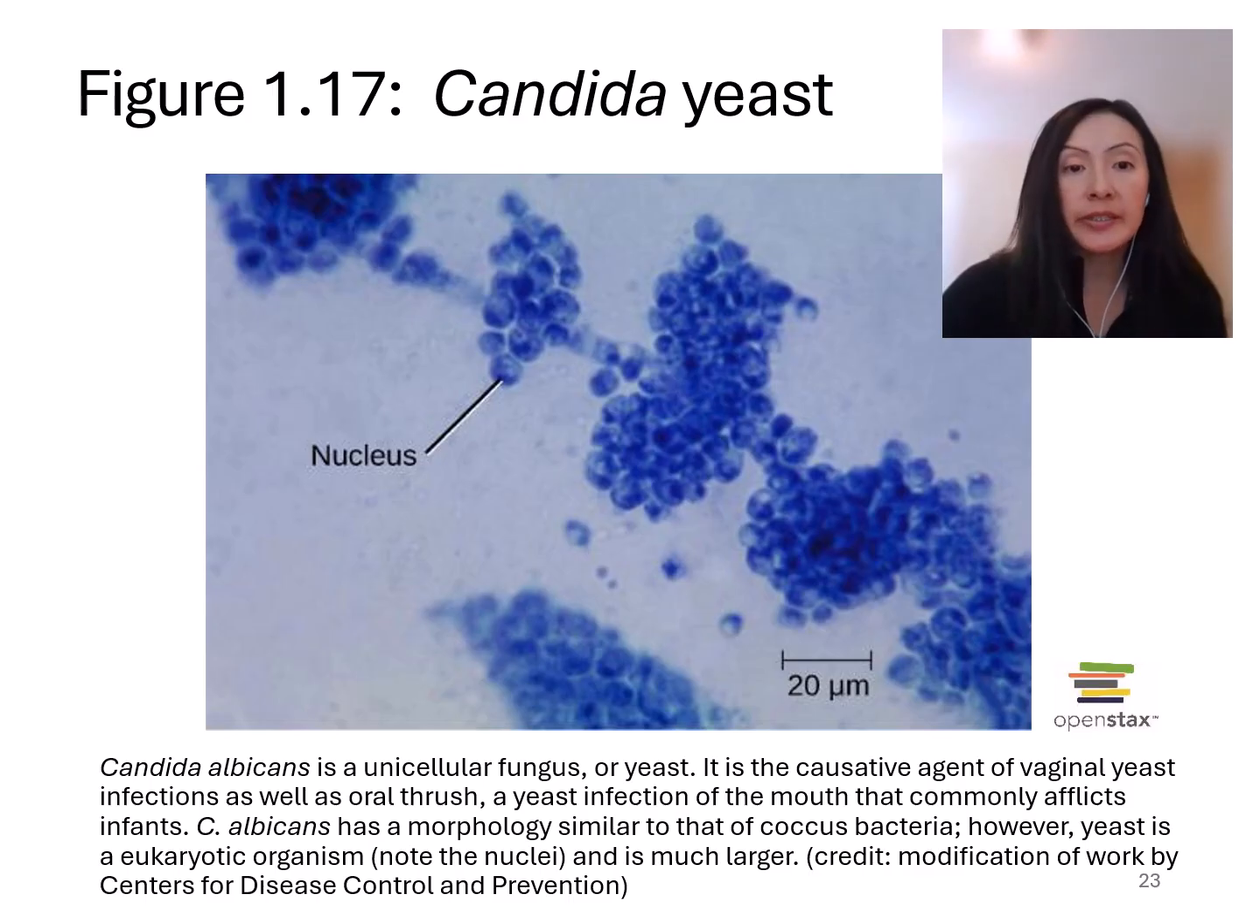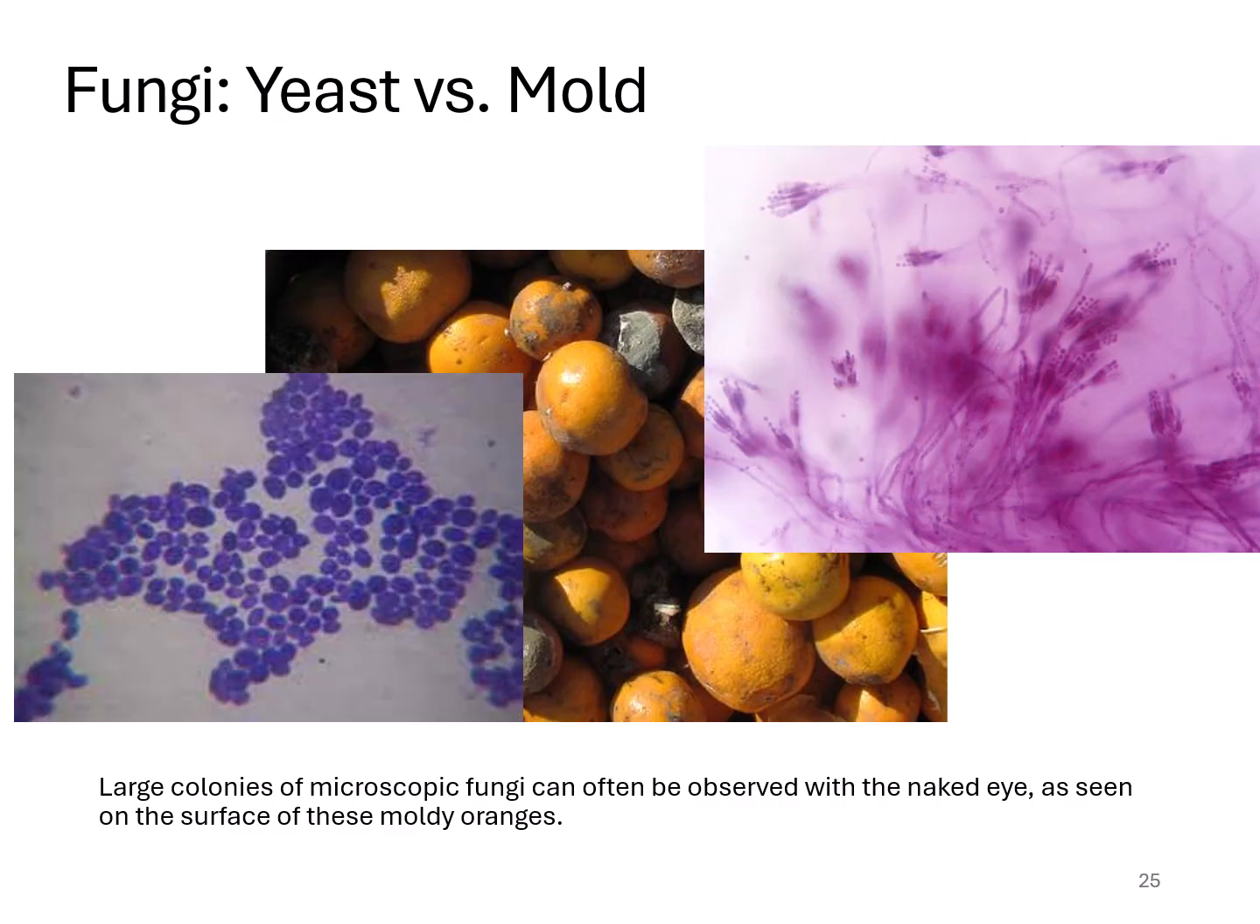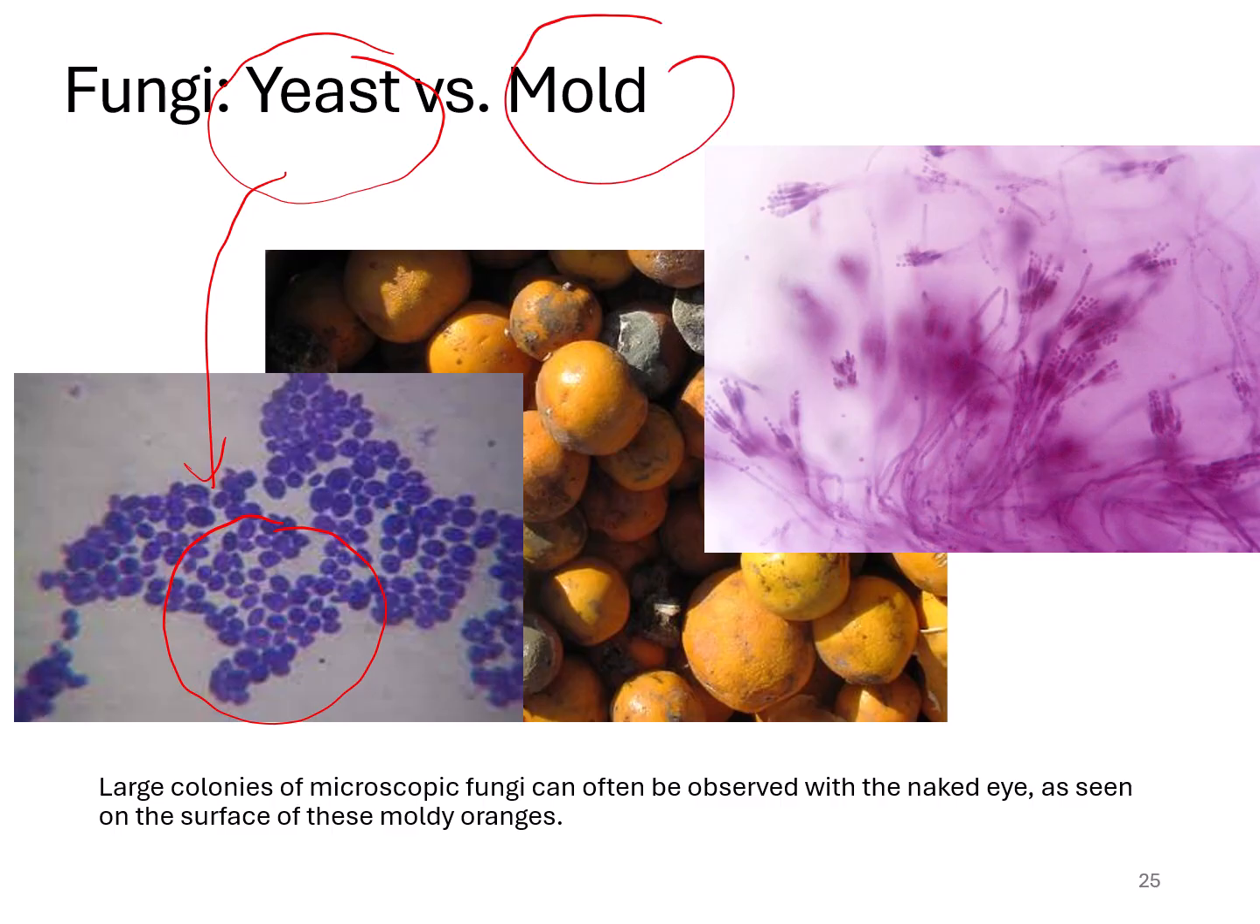Here's a picture of yeast, specifically Candida albicans, which is a type of yeast that can cause thrush or vaginal yeast infections. Looking at the picture, you can see that these are single-celled structures, and they're an oval shape. In contrast, here's mold on the top of these moldy oranges, and if you zoom in, you can see that they're hair-like filament structures. Here I've put the two side by side. We've got yeast with their unicellular egg-like shape, and on the right we have mold, which are these string-like filamentous structures.